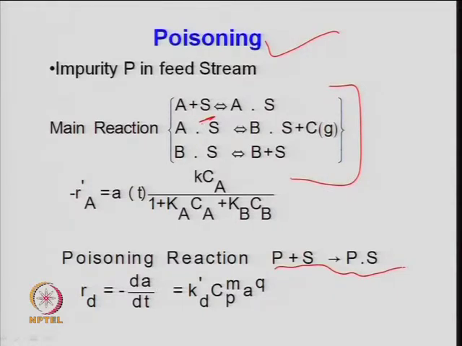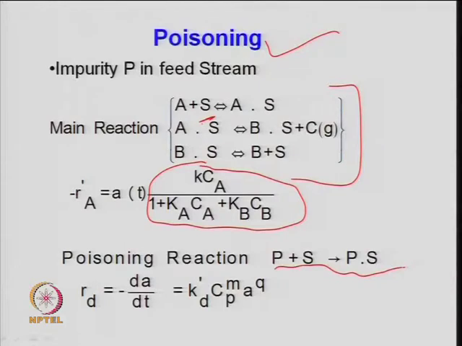So, minus r_A will depend on the rate of adsorption of A, the rate of surface reaction, and the rate of desorption. Any step may be rate controlling, and one can determine the rate of the main reaction, which here is k C_A divided by 1 plus K_A C_A plus K_B C_B. This rate of the main reaction can be different, but here we have written it in this form, assuming this step as rate controlling, and adsorption of A and B are fast, they are at equilibrium.